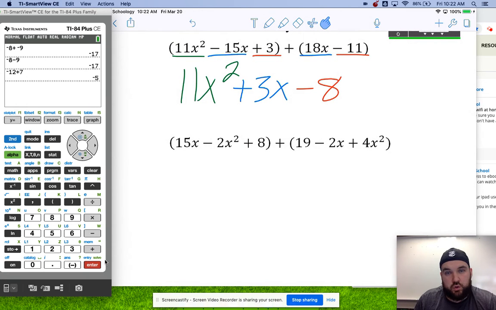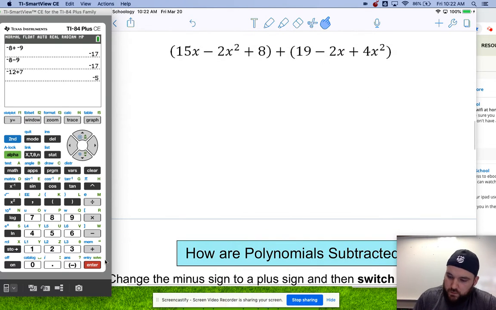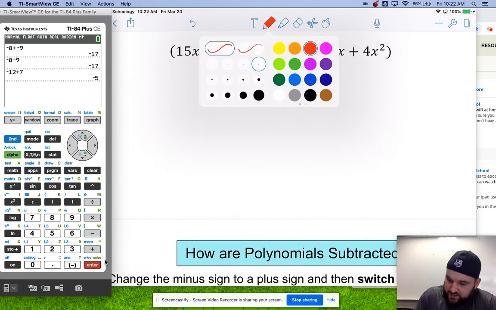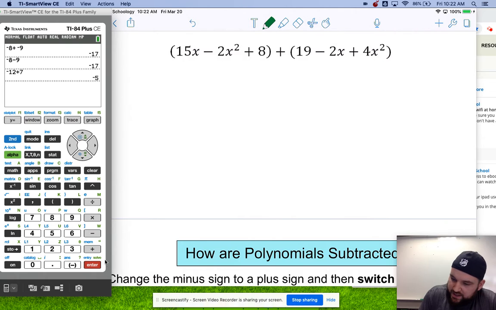So there's my new final combined version. It's a trinomial and a degree or power 2. Here, now I got terms all over the place. These are not written in standard form, but again, go ahead and scan all 6. I see my highest power is power 2, or x to the second power.